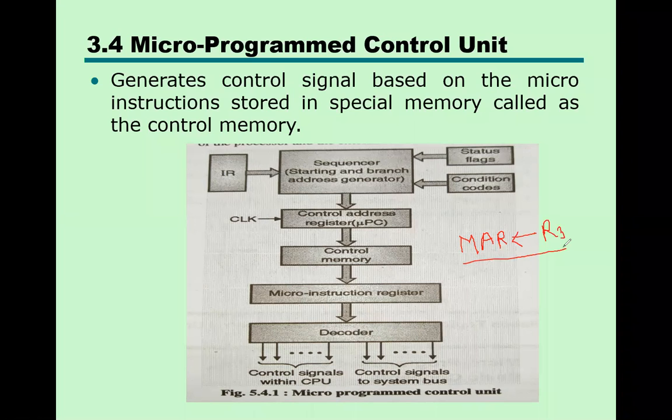What kind of control signal will be generated for this instruction? We have to set this MAR register pin as in, and R3 out. This is the type of signal that we have to generate if we want to load R3 data into the MAR in, right?